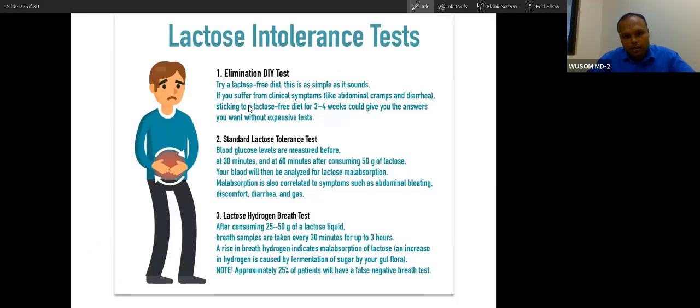So these three types of test you can see: lactose intolerance, hydrogen breath test. We will talk a little bit about this after. So here you can see elimination: you eliminate lactose, a lactose-free diet, do it yourself, and check it for a few weeks. If you are okay, then you must have lactose intolerance. This is a simple thing that you can do yourself.